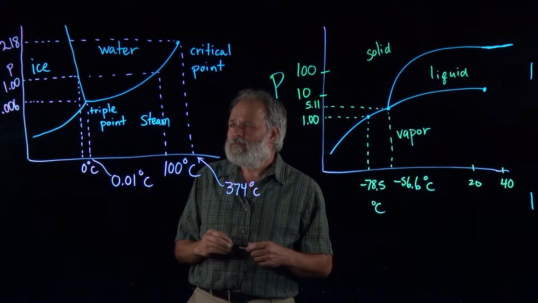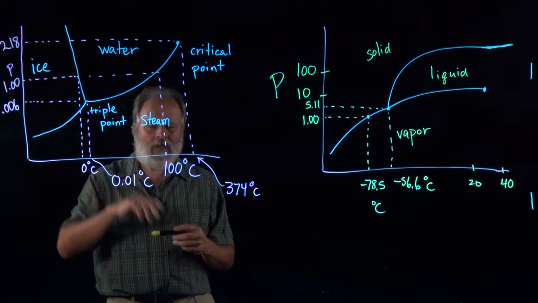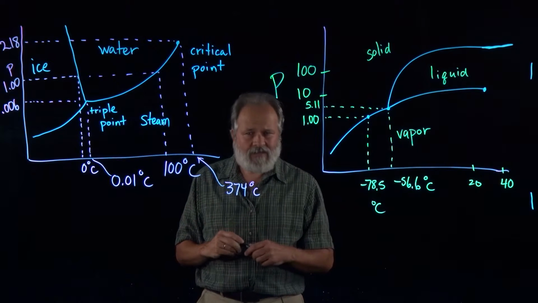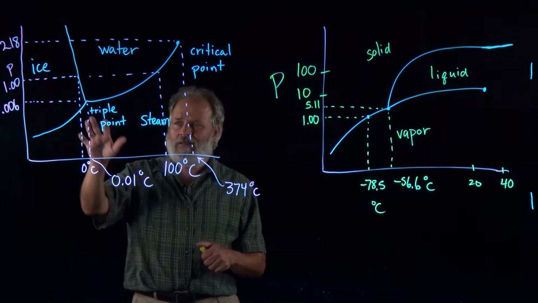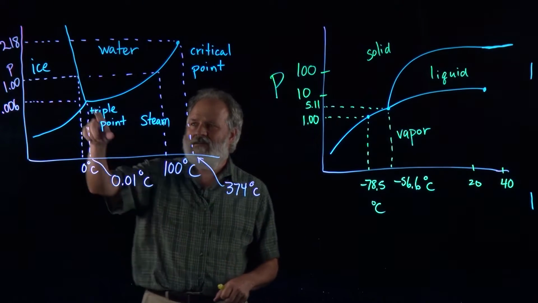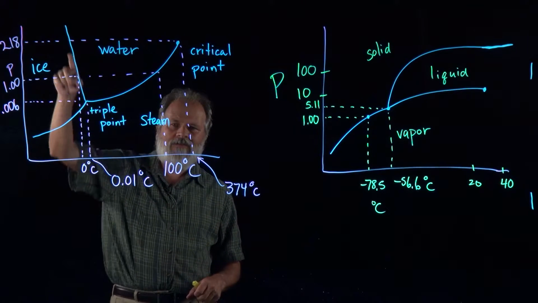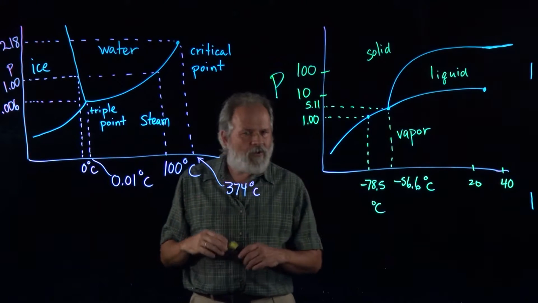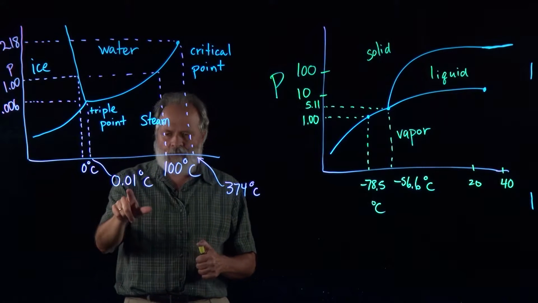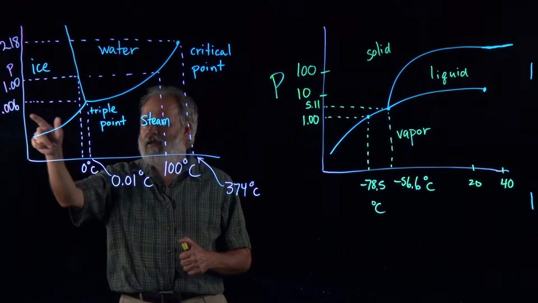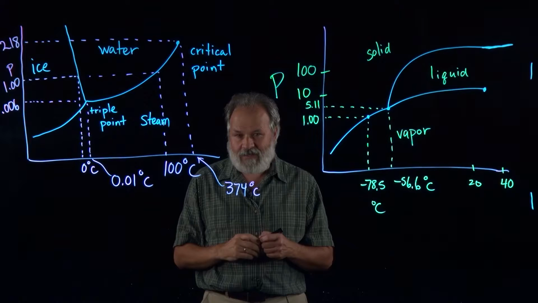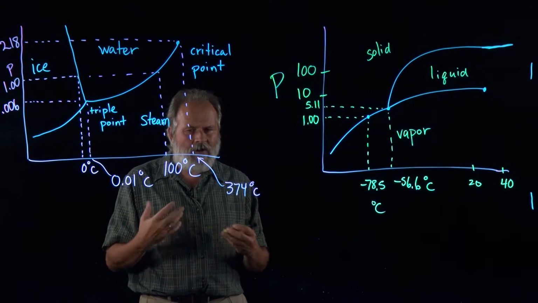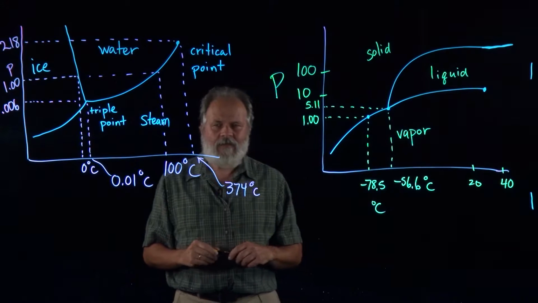heat or remove heat. Now there is one point where all these curves intersect, and it's called the triple point, and there's absolutely no flexibility. Here you can change the pressure and temperature and still be on this curve, but this triple point has to be exactly at 0.01 degrees C and at 0.006 atmospheres, and you can have all three phases of water in equilibrium at the same time.